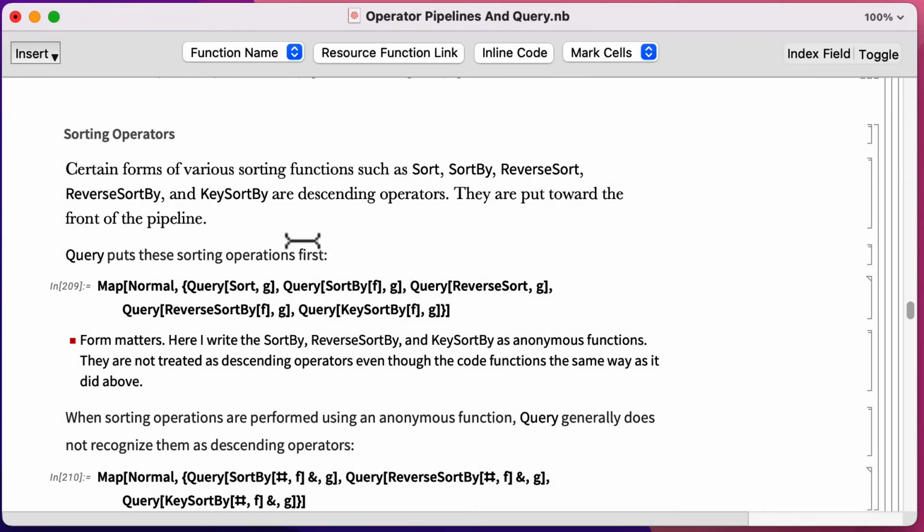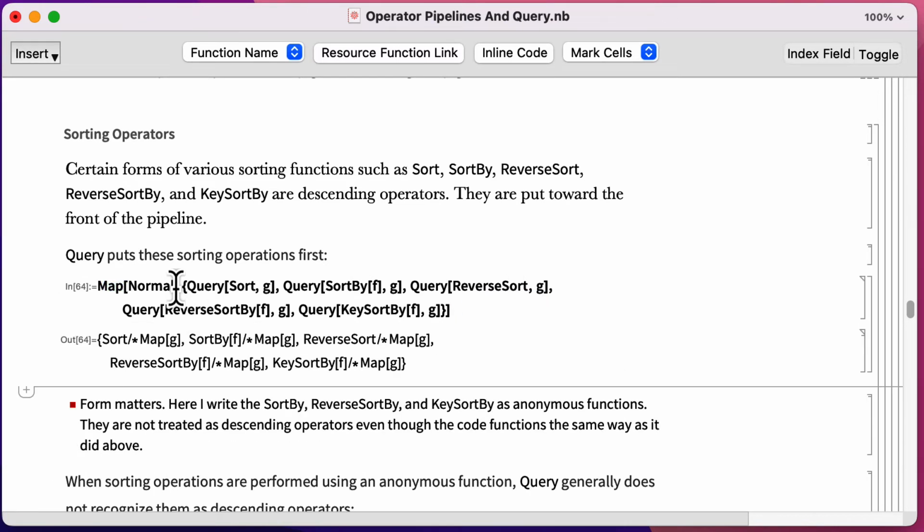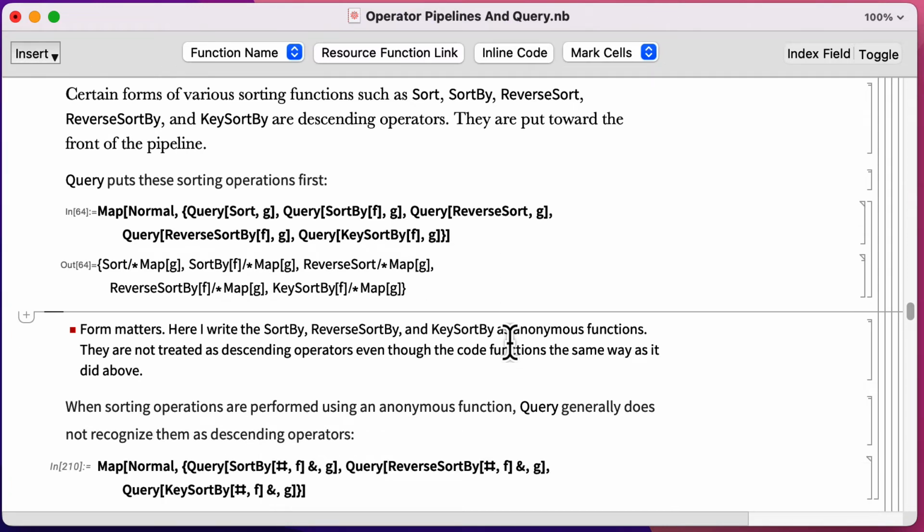More descending operators. The various sorts are descending. So if we have a query and the first argument is sort and the second argument is some function G, LIFO doesn't apply. It's not G / sort, it's sort / G. Sort by, same thing. Reverse sort, same thing. So let's look at all of these, and you can see in all of these the sorting operation comes first.